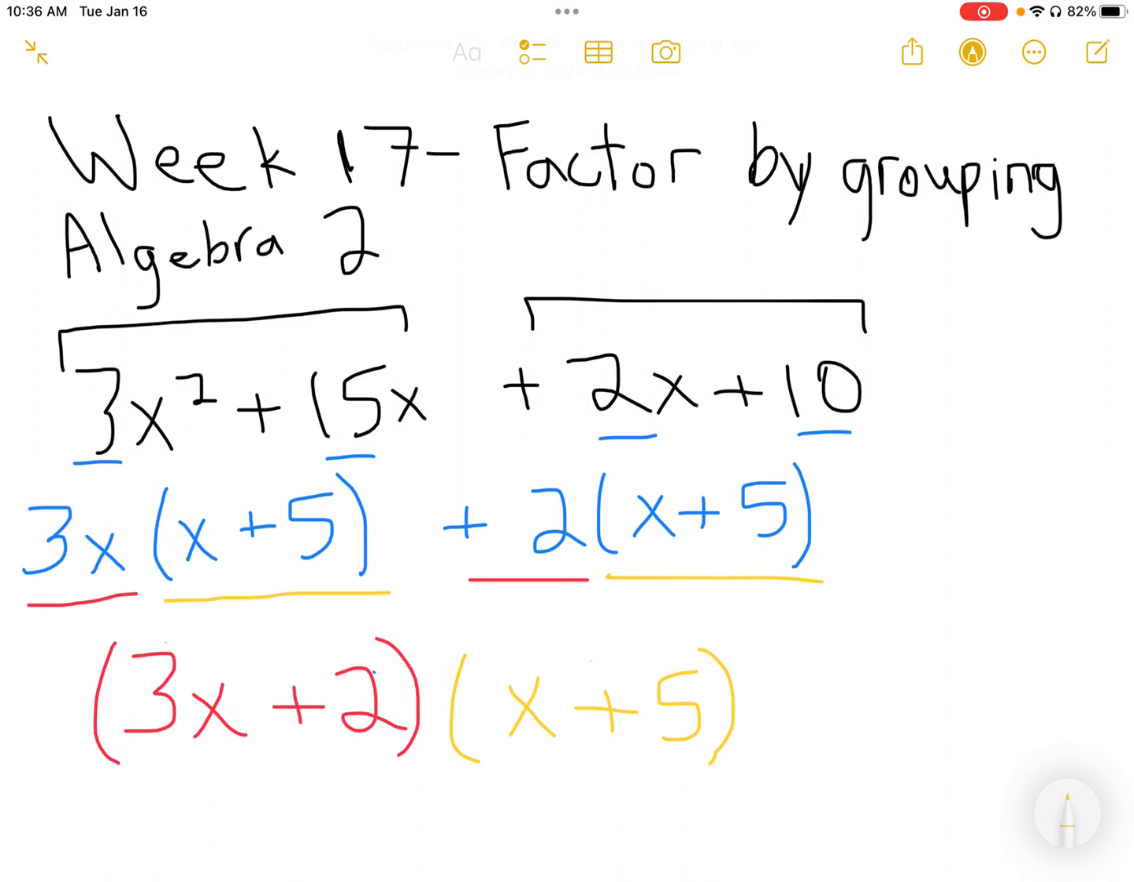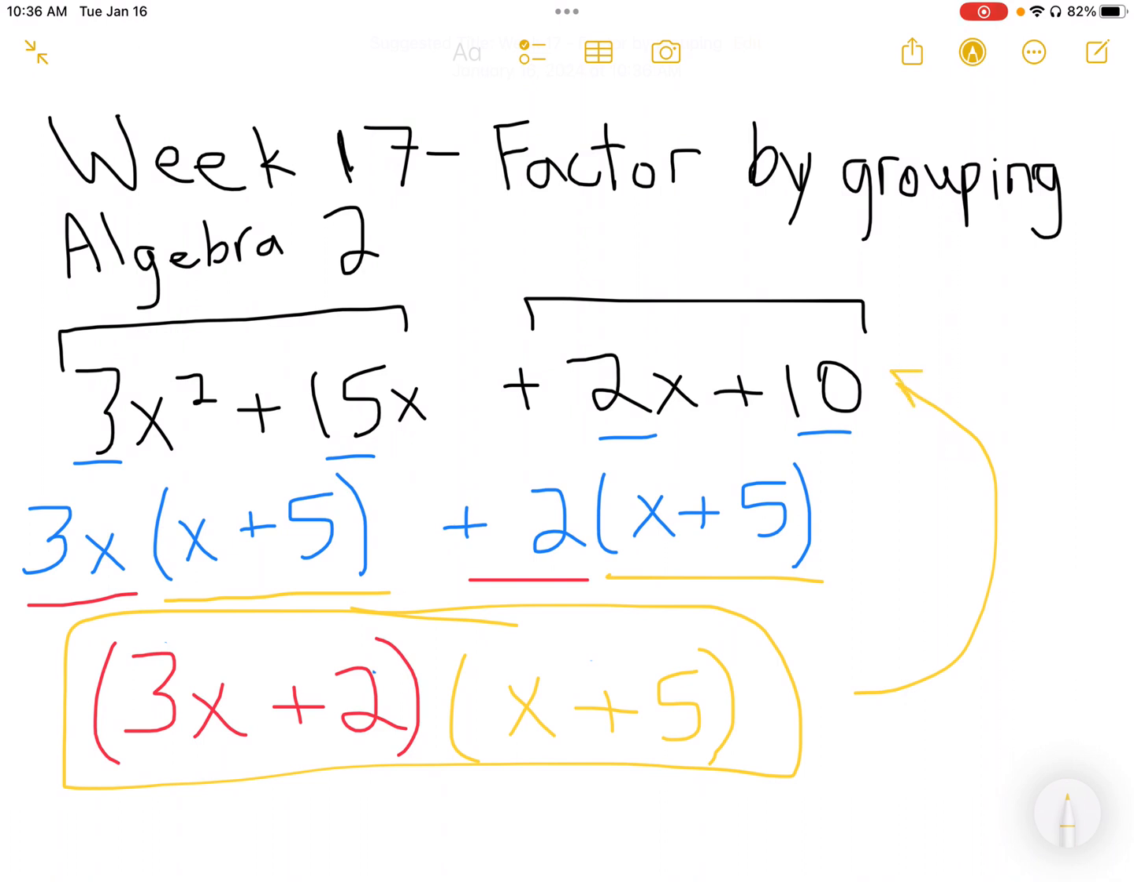If I look at their example there, they put them in a different order. They put 3x plus 2 last, and they put x plus 5 first. But it doesn't really matter. This is the answer. And then I can multiply these out, and I would get the exact same thing that I had in that first step right there. Okay? So that's factoring by grouping.